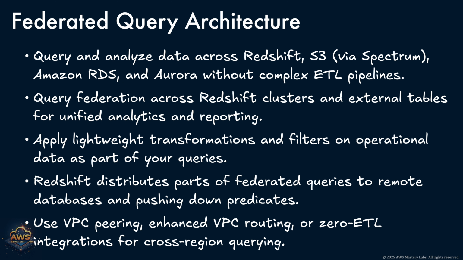Redshift's federated query architecture is designed to break down data silos and enable seamless analytics across your entire data landscape. With Spectrum, you can already query data in S3 alongside your Redshift tables, but the power of federation goes even further. You can now integrate multiple data sources, including Amazon RDS, Aurora PostgreSQL, and Aurora MySQL, directly into your Redshift queries. This means you can join live transactional data from operational databases with historical or analytical data in S3, all in a single SQL statement, without the need for complex ETL pipelines.